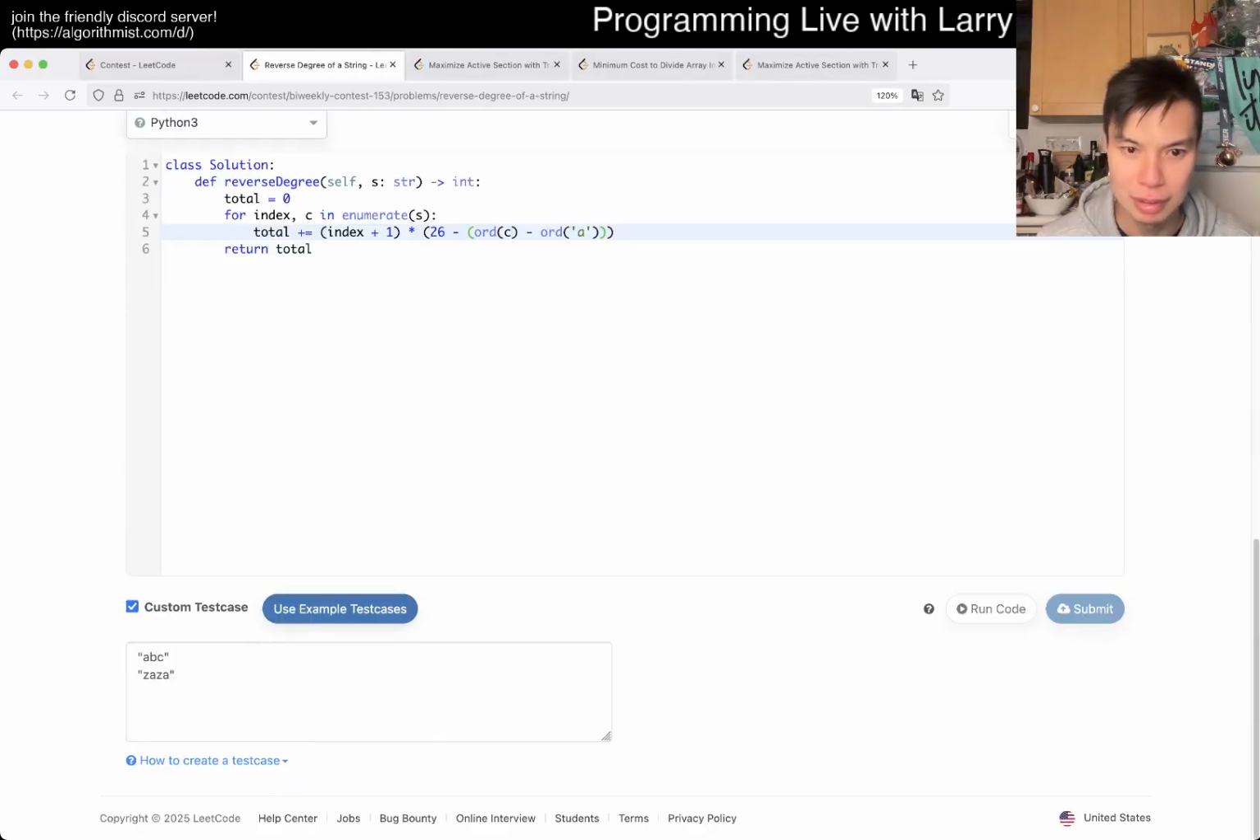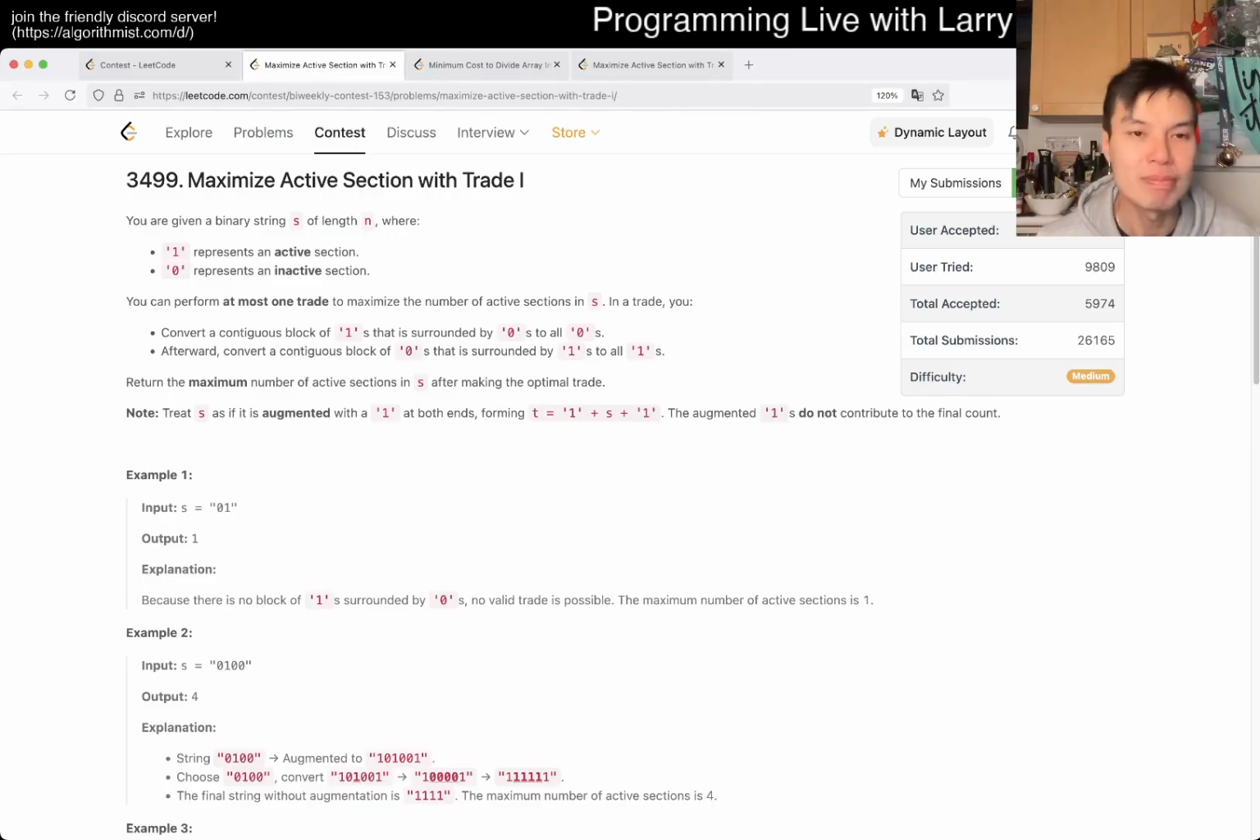Let's give it a submit. All right. Inactive session, active session. All right. One is active. Okay. One trade. You can trade a block of ones that's surrounded by zeros to all zero. Okay. Afterwards, so what does that mean? After making one optimal trade.